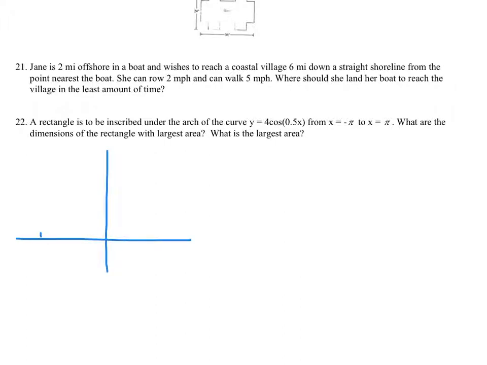Here's negative pi. And here's pi. All right, cosine wave starts off at its amplitude. Then it hits the midline at the quarter wave point. But since this is a frequency of 1/2, that quarter wave point will be at pi instead of pi over 2.